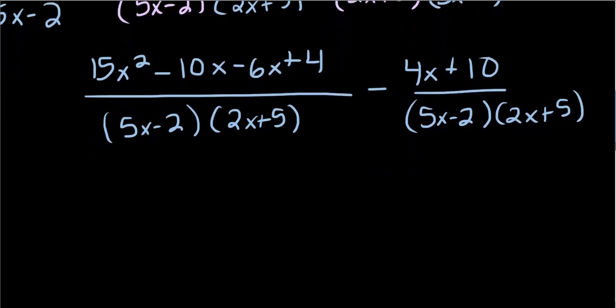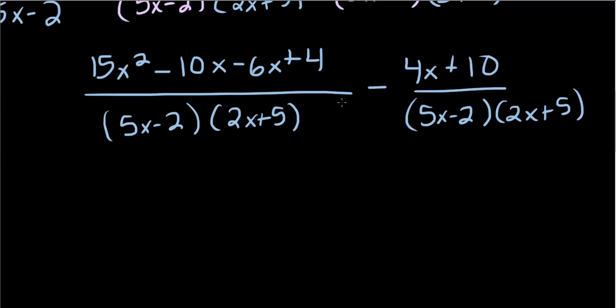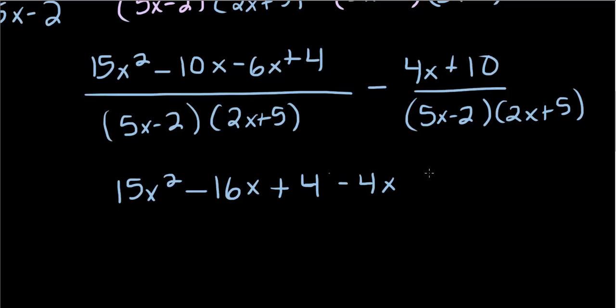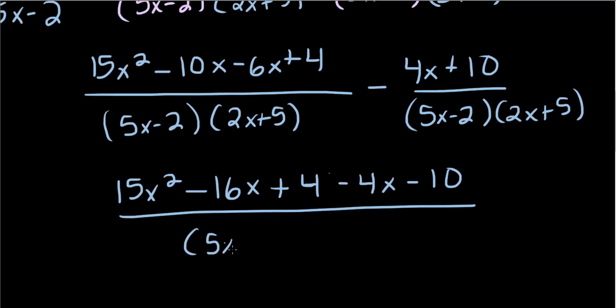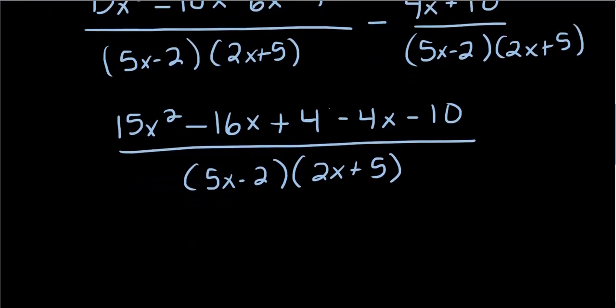So then, we're going to combine like terms. And remember, this negative sign is affecting every single thing on this side. So we're going to have 15x squared, negative 10x minus 6x is negative 16x plus 4, minus 4x, minus 10. All of it over (5x minus 2) times (2x plus 5). And then we combine like terms.